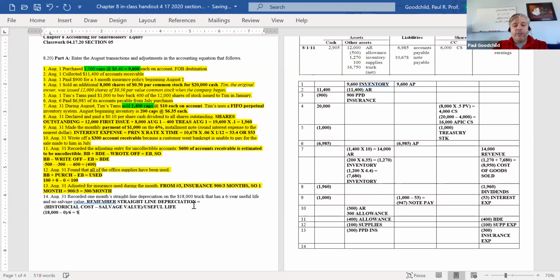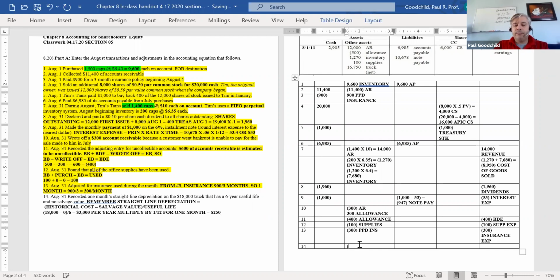So that tells us our depreciation is 3,000 per year, which we have to multiply by 1/12 for 1 month. And that's equal to $250. So we have $250 added to our accumulated depreciation and $250 in depreciation expense.